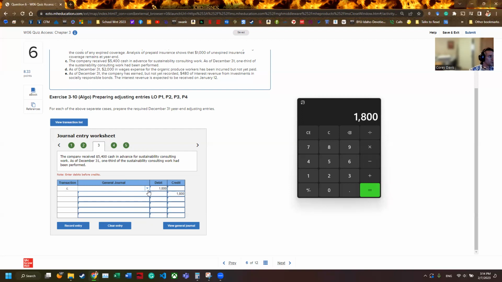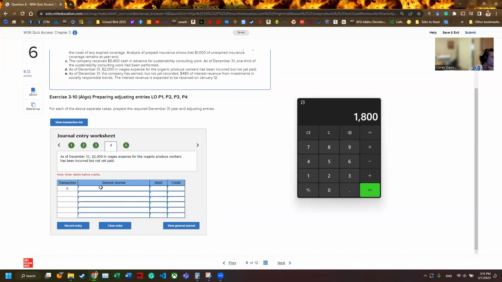Because this was received in advance, it's actually a liability. So it would be unearned revenue in liabilities. So then we would debit it to make it go down, and we would credit service revenues because its normal balance is a credit. So we would credit that because we earned the $1,800 there in December. So there's that.